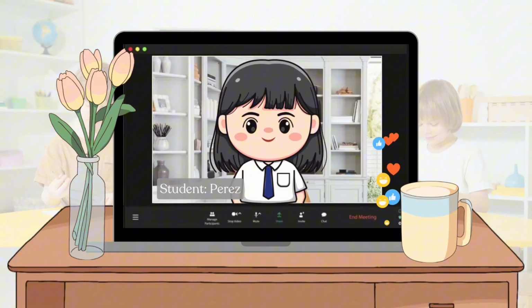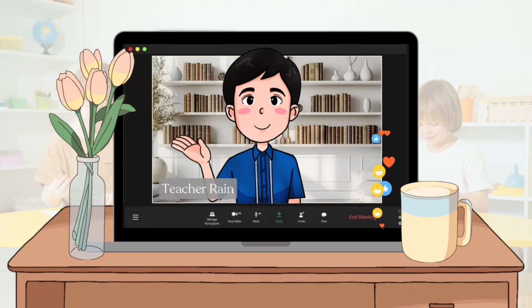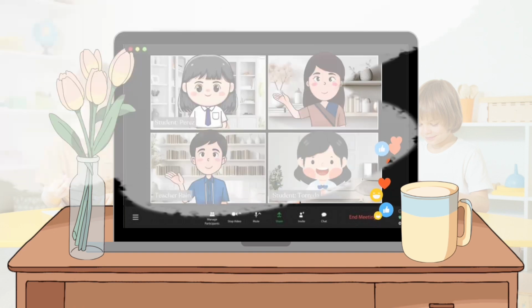Okay? I have an idea. What if we create a visual aid that shows the different verb tenses and their uses? That's a great idea, Perez. We can use a timeline with the different verb tenses and examples of how they are used.